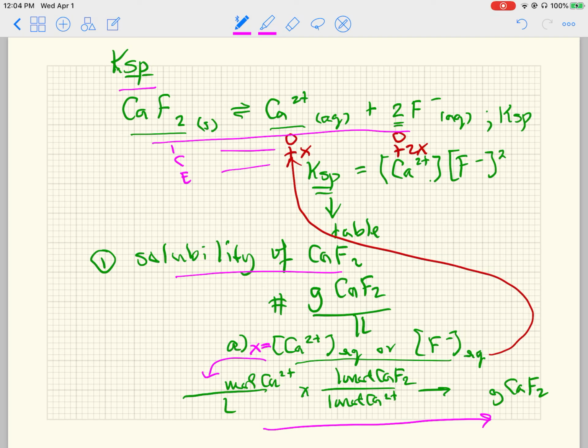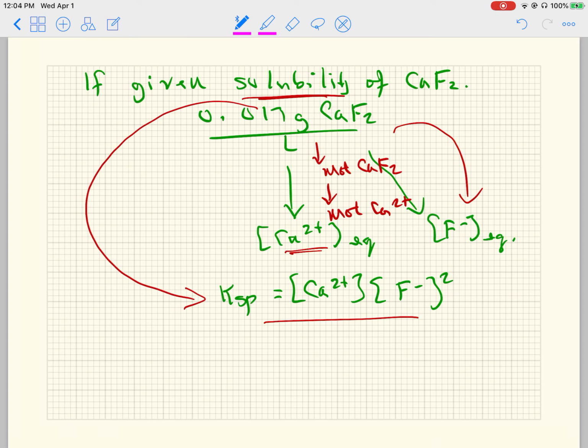Solubility is always in grams per liter. Molar solubility is in moles per liter. Second part, if you're given the reverse, if you're given the solubility, then from solubility, you can get to KSP.